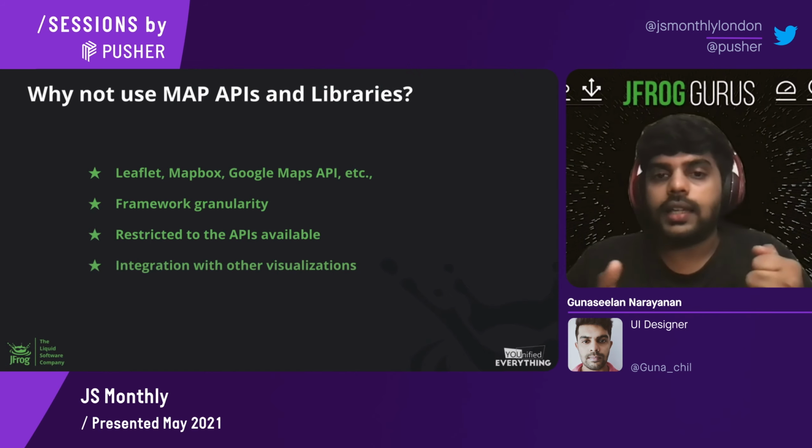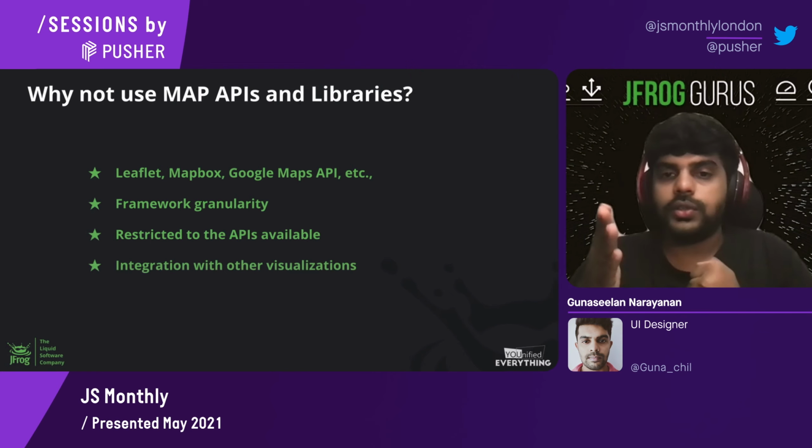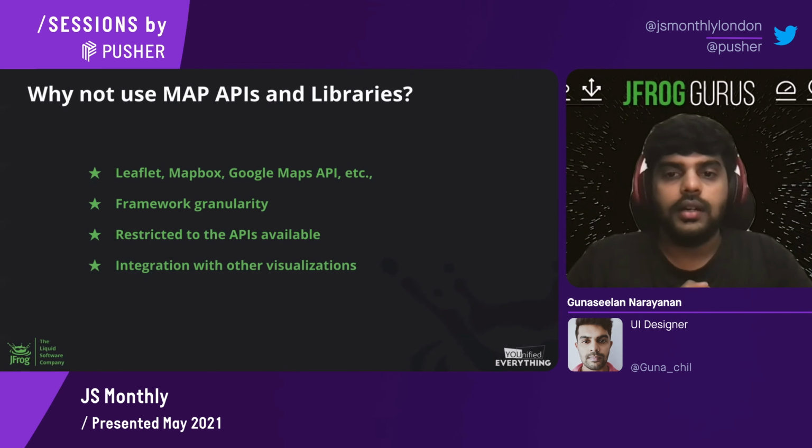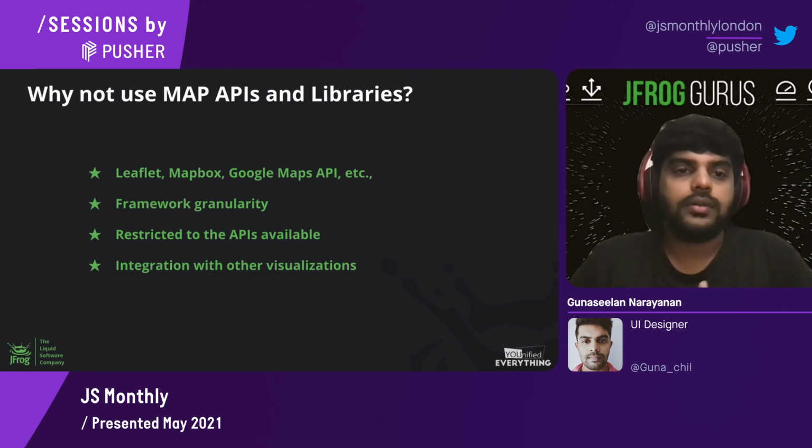And integration with other visualizations. Suppose you see an animation library that's trendy and very catchy, and you want to do it in your map, and the map APIs might not support it. So that's one advantage you have.